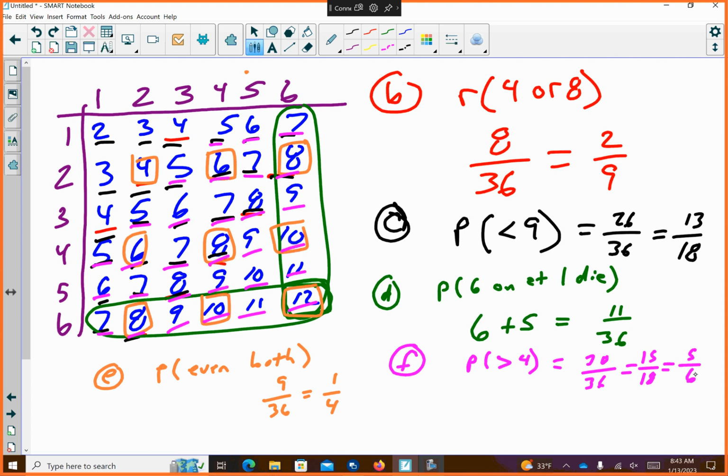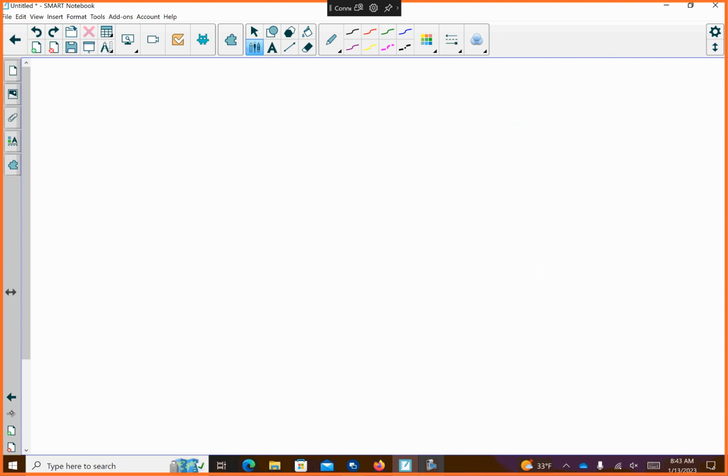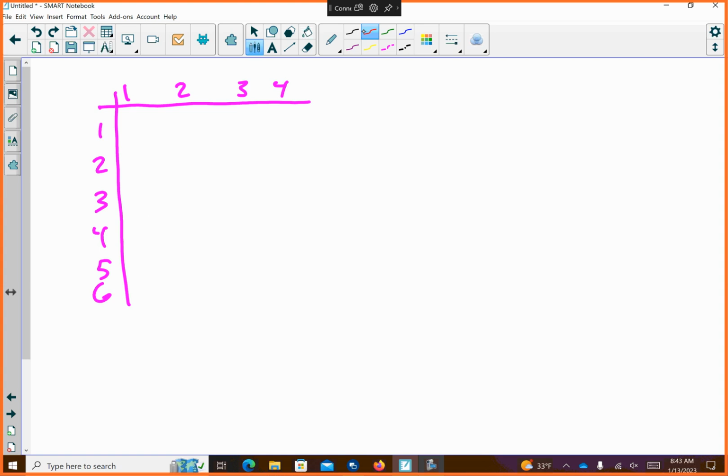Problem number 4. You roll a 4-sided die and a 6-sided die. You have a 4-sided die, which means you have numbers 1, 2, 3, and 4. And then you have a 6-sided die. If you make your grid, and some of you are thinking, how do I have a 4-sided die? It's a pyramid, a 3-sided pyramid.